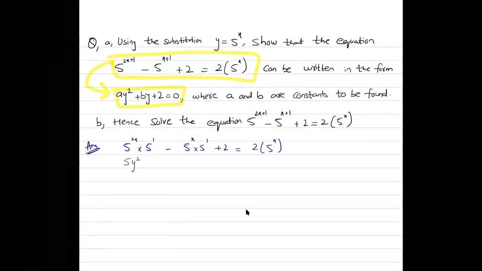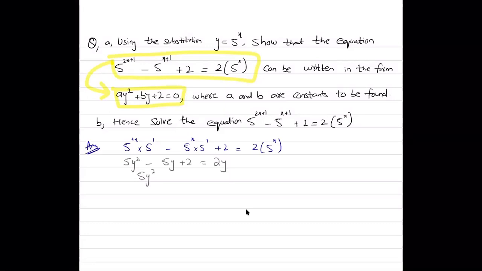So this is going to be 5y square minus 5y plus 2 equals 2y. If I simplify this, I'm going to get 5y square minus 7y plus 2 equals 0. Hence, I have shown it. So the value of A is 5 and B is minus 7.